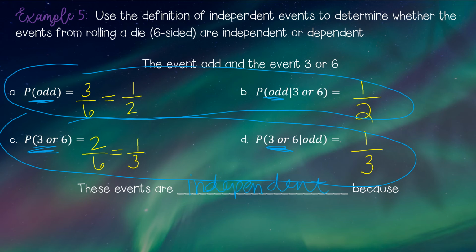And again, that's because the probability of odd equals the probability of odd given a 3 or 6, and the probability of 3 or 6 equals the probability of 3 or 6 given it's odd.